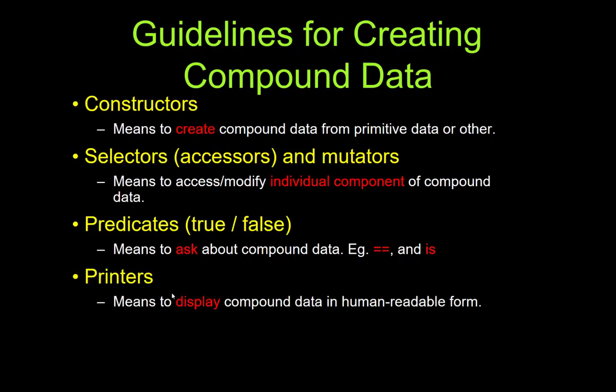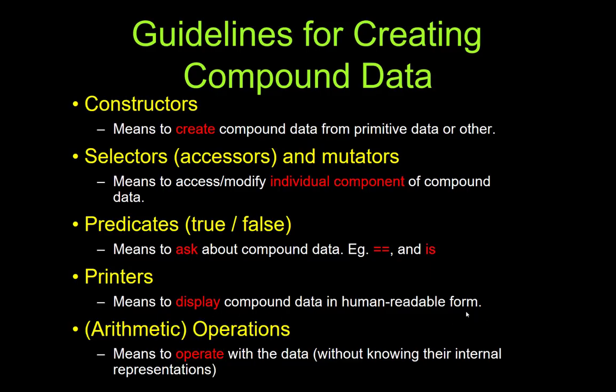Of course, we need ways to display the compound data in a human readable form. One possible use of this is for debugging. Of course, very often applications also need to know what is actually this compound data in a readable form. Then, having such compound data, we want to know ways of working or operating with the data without knowing their internal representations. Our example of rational number has most of this except that it doesn't have the mutators.